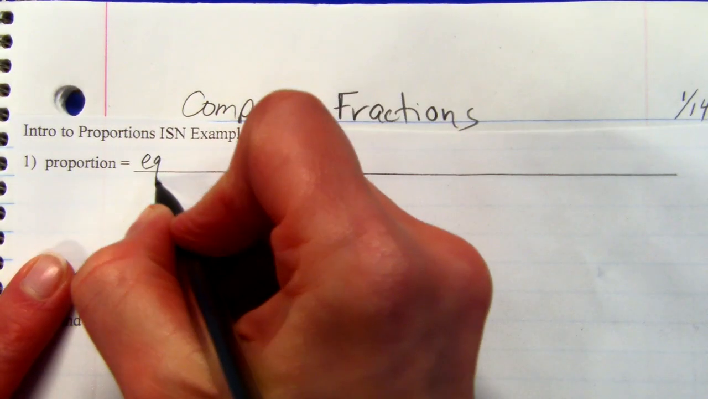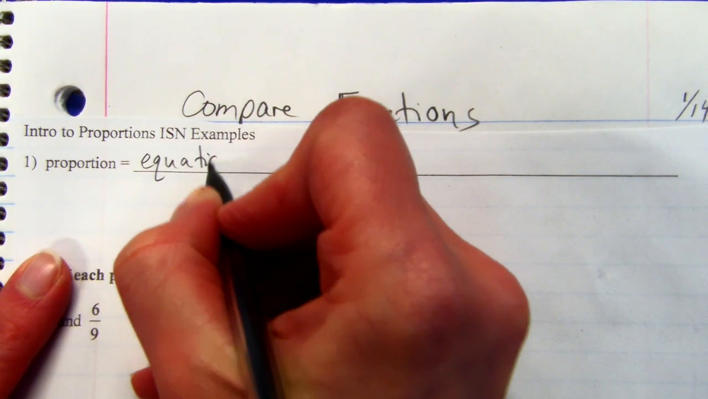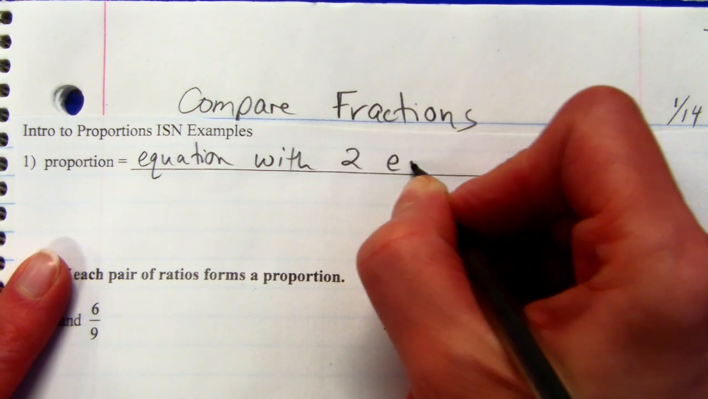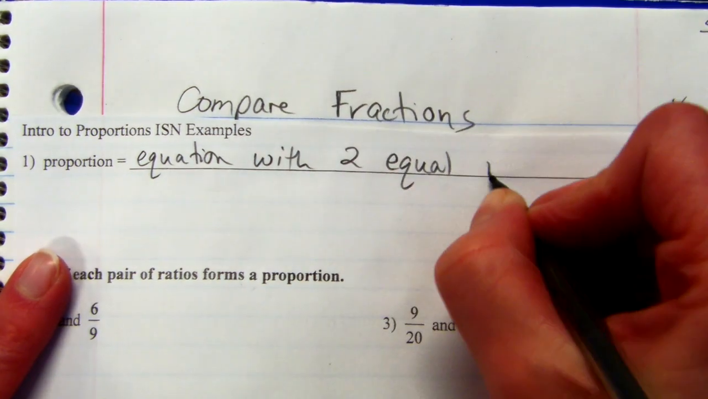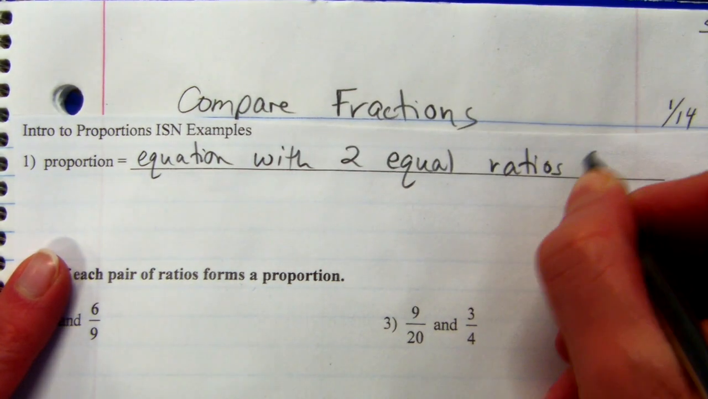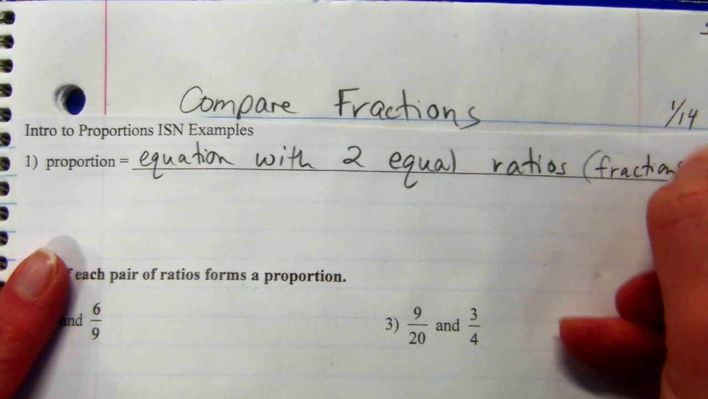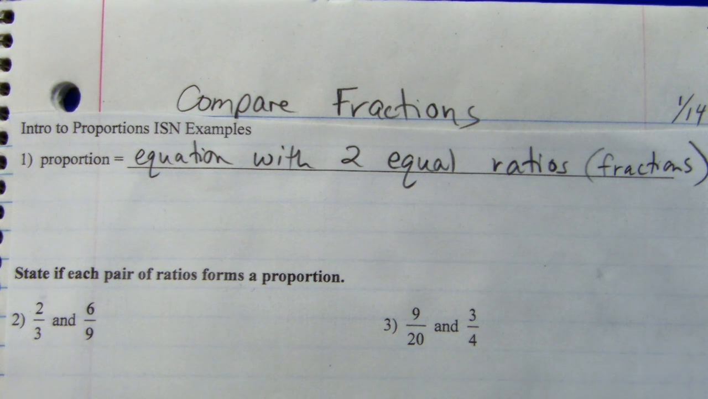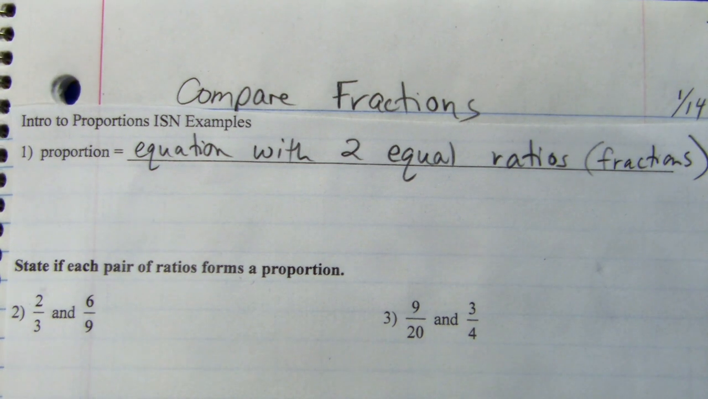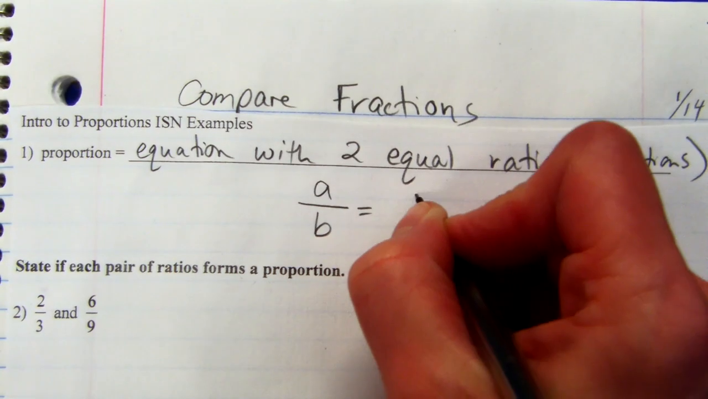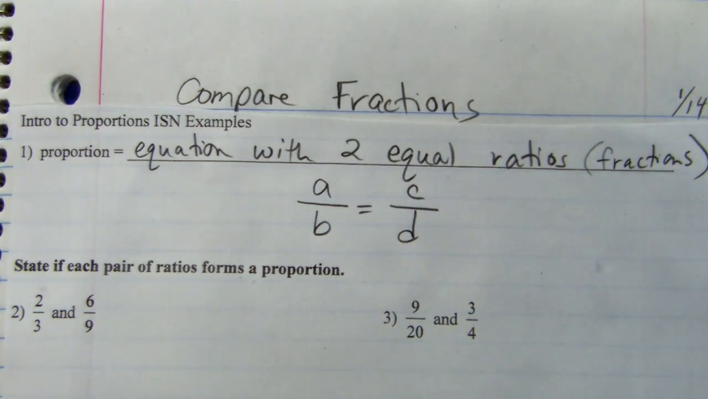So a proportion is an equation with two equal ratios. Or you might think of them as fractions. So I'll leave this up here for a little bit, let you get that definition down. So it's an equation with two equal ratios. So it looks something like this: A over B equals C over D. And we're not going to focus on solving them today.